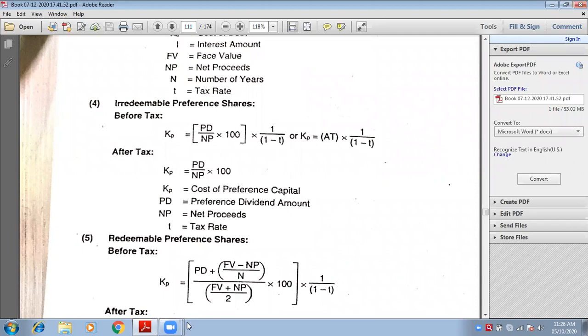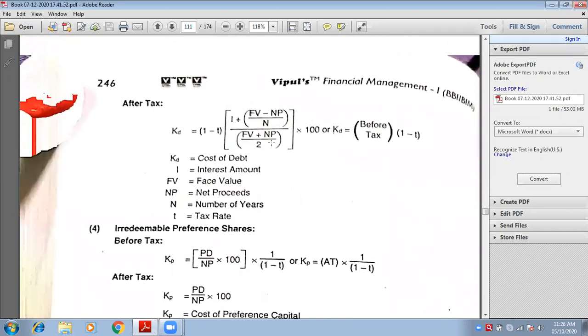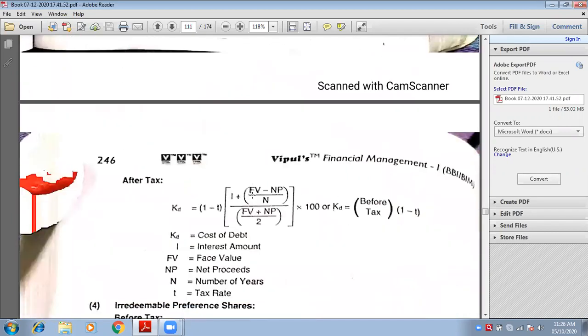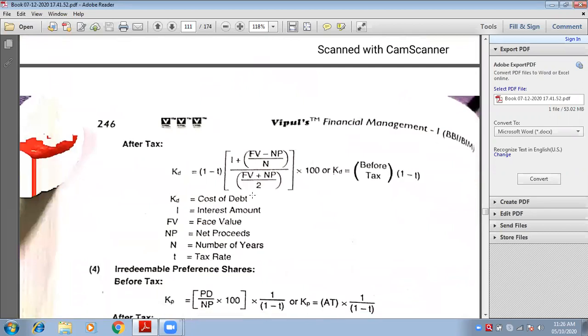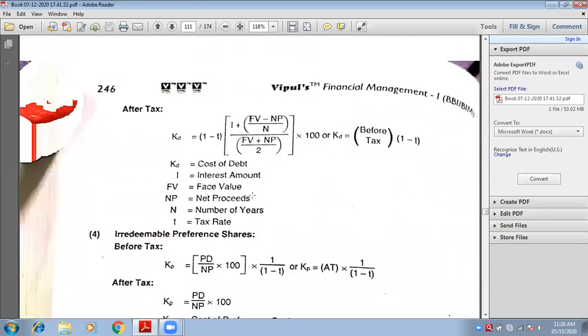Okay. And when you want to convert this formula into before tax, in fact, you will have to enlarge the formula. How? PD upon NP into 100 into 1 upon 1 minus T. Why? Because tax was already deducted. Now the amount which is deducted, we have to add it back. No, उल्टा उल्टा करना पड़ेगा. So उल्टा करने के लिए ये देखो, यहाँ पे हम लोग क्या कर रहे थे, 1 minus T. अब उल्टा निकालने के लिए हम क्या करेंगे, 1 upon 1 minus T. पहले हम मल्टीप्लाई कर रहे थे ना, अब डिवाइड करेंगे 1 upon 1 minus T.